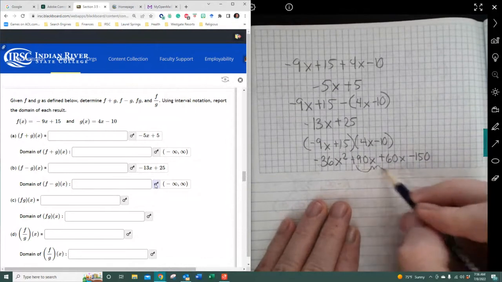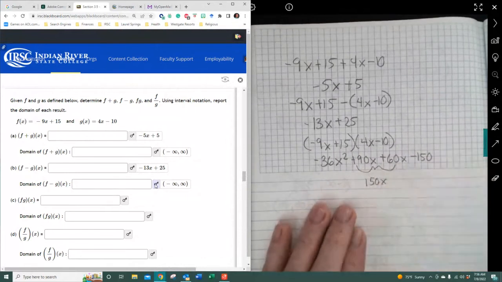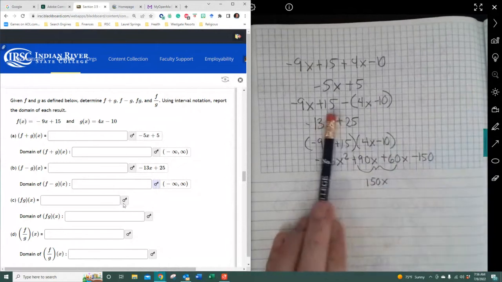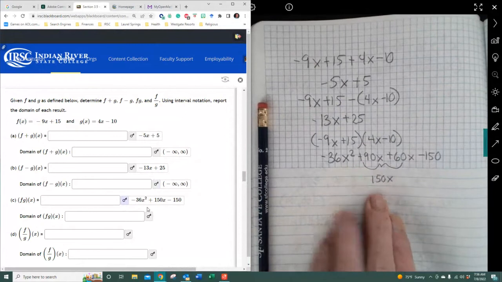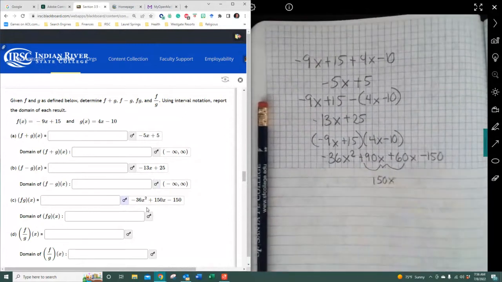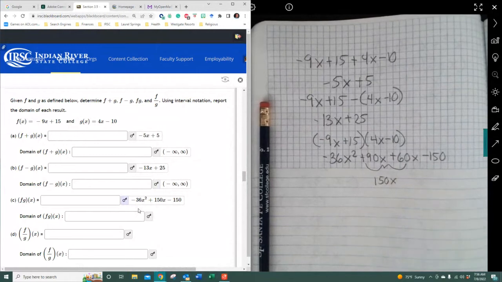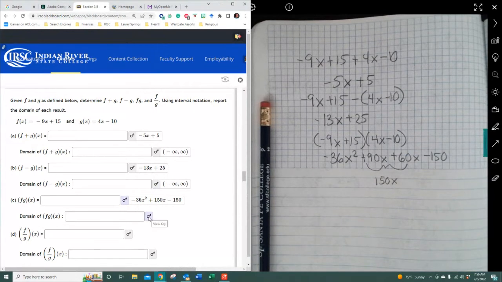And then we add these two together and we get 150x, and the rest of it stays the same. So here's the answer for that. It's the same thing: negative 36x squared, 150x, and then negative 150. Now, if we remember, what is the domain restriction on a quadratic? There is none. So we would have the value of negative infinity to positive infinity.